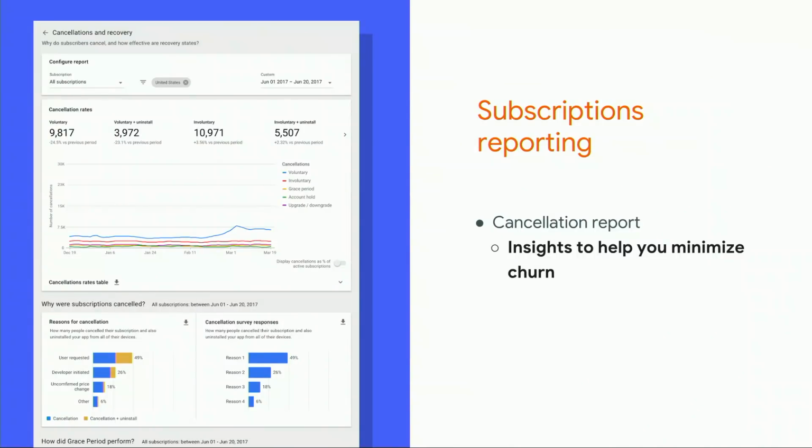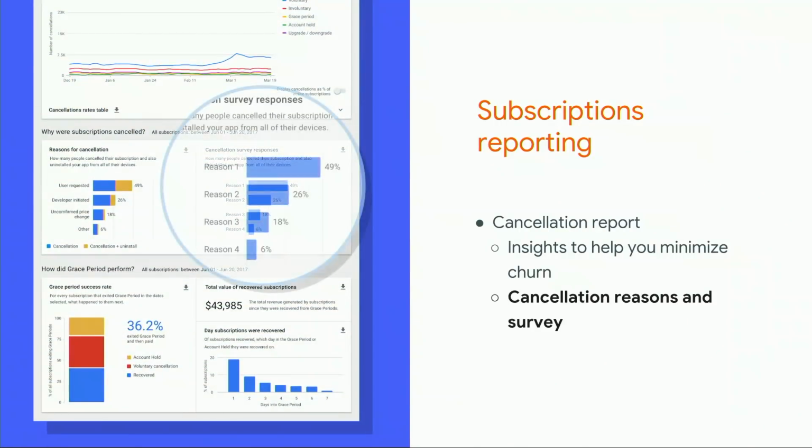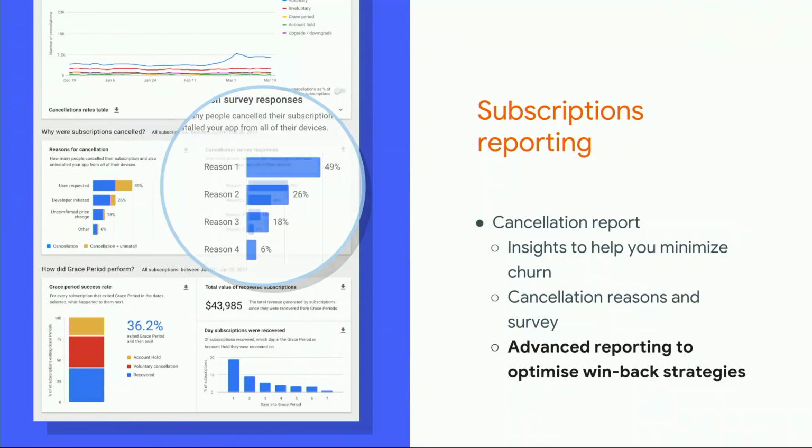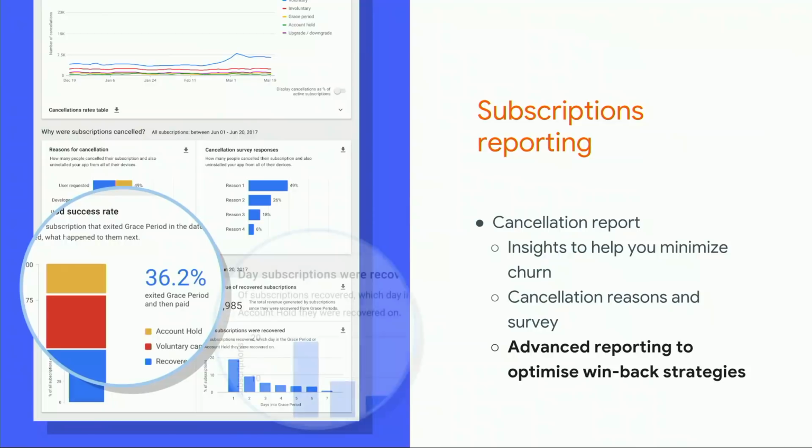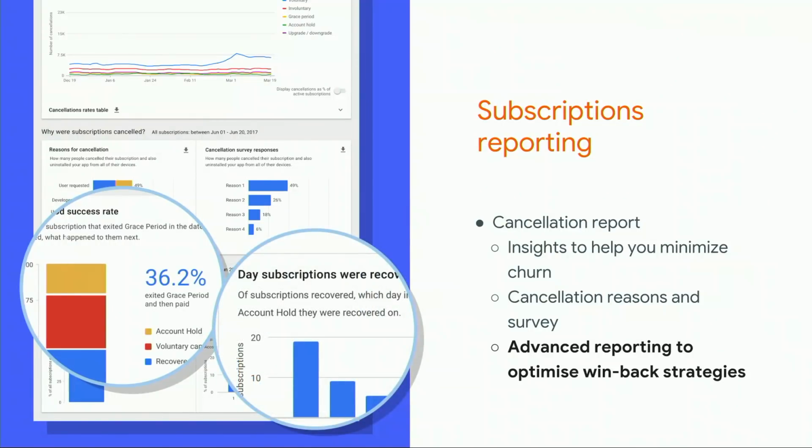So the second change we're making is improvements to the cancellation report. Here's where you will see the data from the cancellation survey that Angela and Niko showed you earlier. And we'll also give you details on how your win-back and your retention features are performing, such as account hold and grace period.